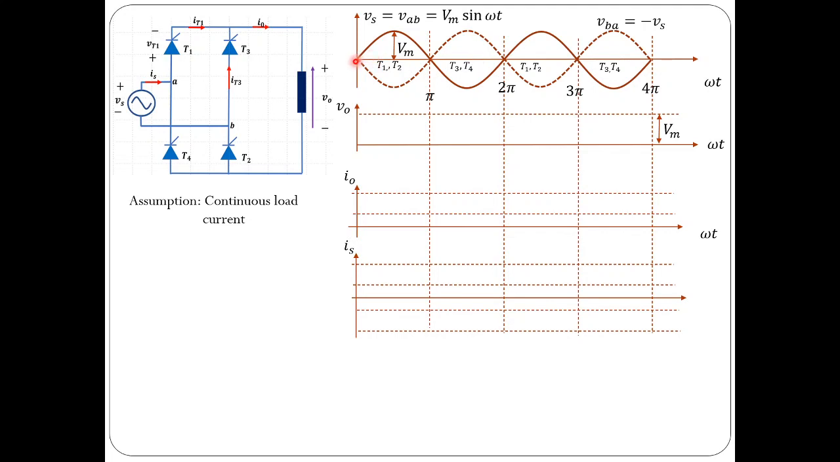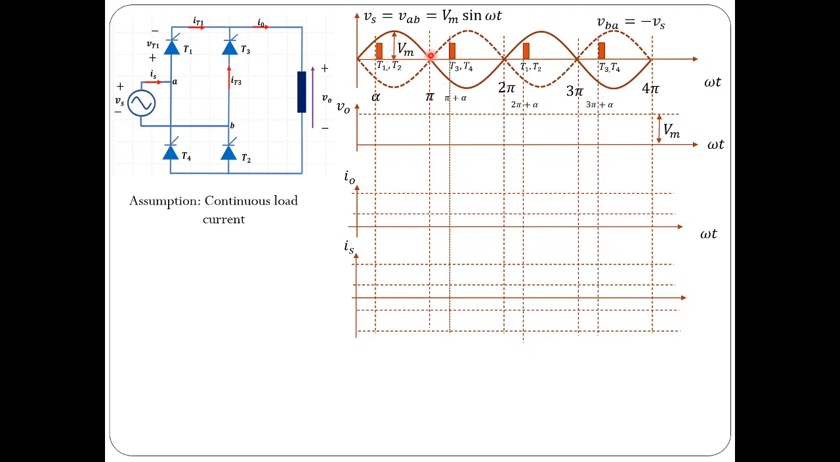T1 and T2 are naturally forward biased at omega t equal to 0. Instead of applying the gate pulse here, I will apply it with some firing angle delay. Let me say that the delay is equal to alpha degrees. So at alpha, the firing pulse is applied to T1 and T2, and at pi plus alpha, the firing pulse is applied to T3 and T4, then again at 2 pi plus alpha and 3 pi plus alpha. So firing angles for T1, T2 and T3, T4 are applied respectively. This is the gating scheme.